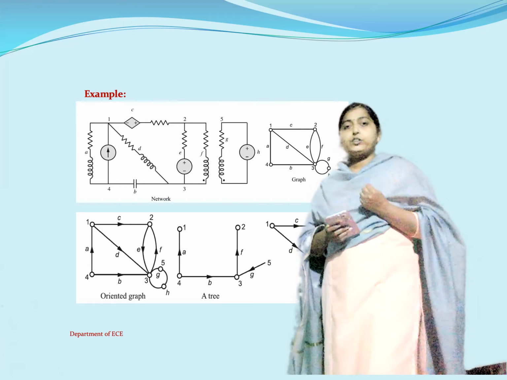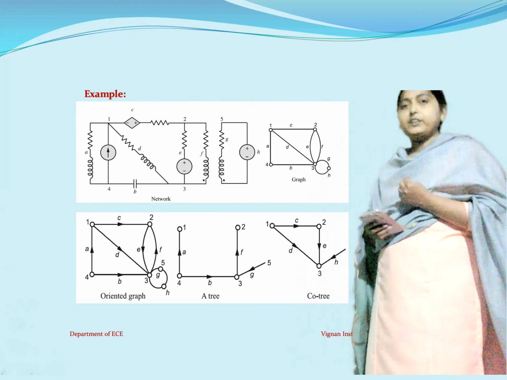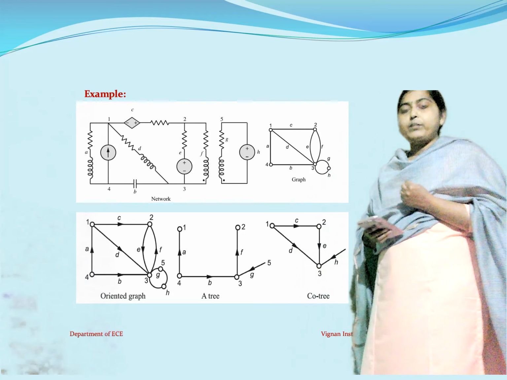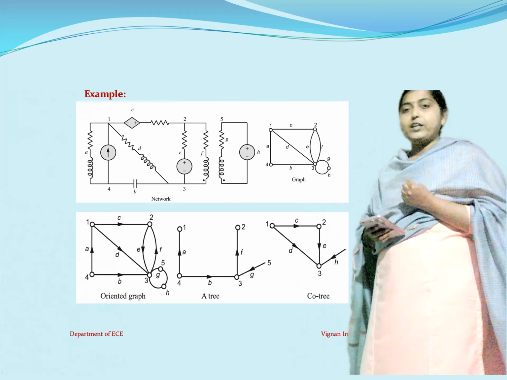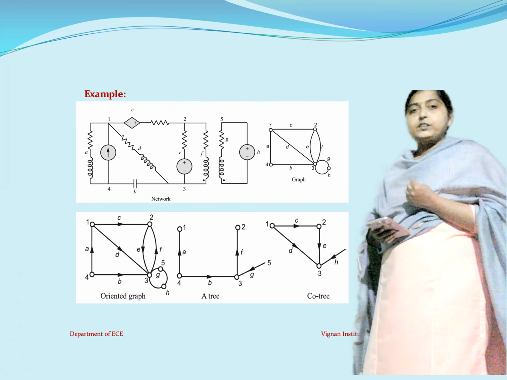So based on that, you are going to draw the tree for that, and whatever is not a part of this particular tree will be known as a co-tree. So when I combine this and this, then I am going to get this particular figure. So this is just an example.